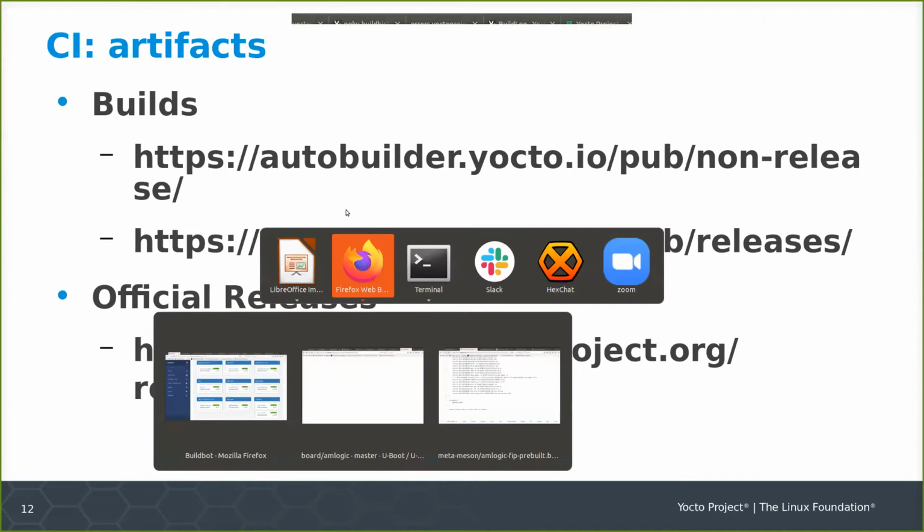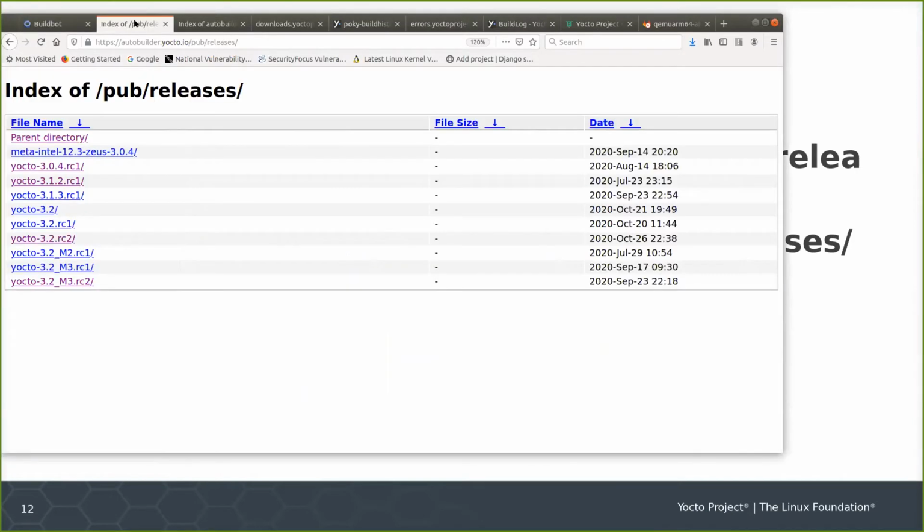And I'll show you what the releases look like. You can see these are the milestones and some of the Dunfells in there, and the current one we're working on now is 3.2. These are official releases, so you can drill down and see all the build artifacts, or grab them if you want to use them.